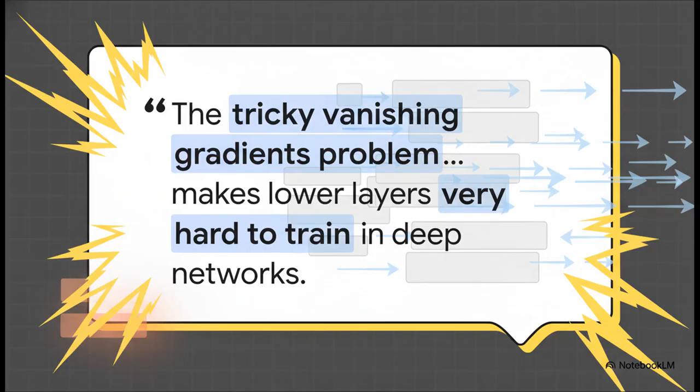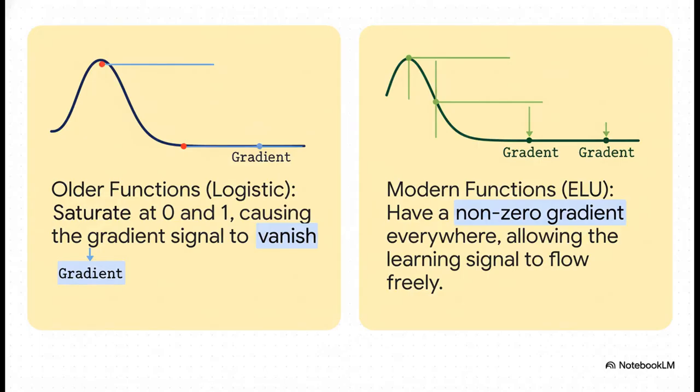So that core mechanism, backpropagation, can be really unstable. As that gradient signal travels backward through many, many layers, it can either shrink to almost nothing or just explode into an enormous value. This is the infamous vanishing and exploding gradients problem, and it can literally grind the whole learning process to a halt. A huge breakthrough actually came from designing better activation functions.